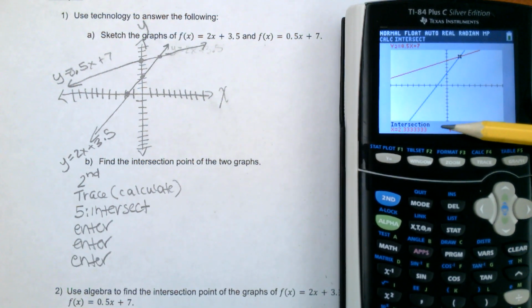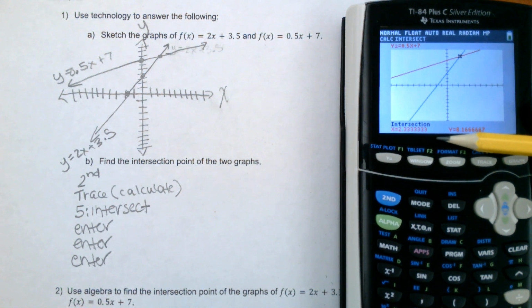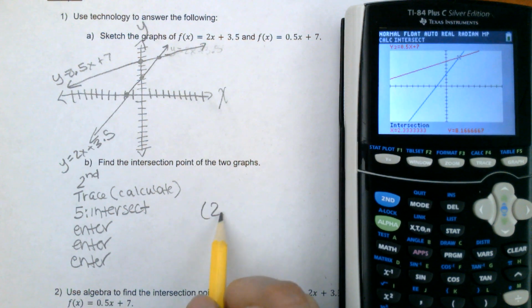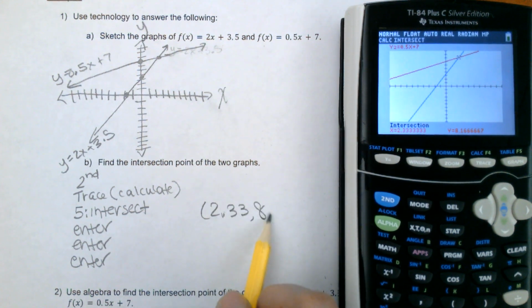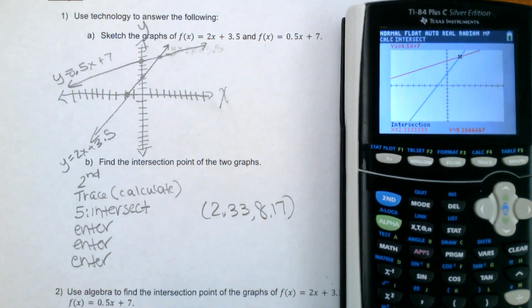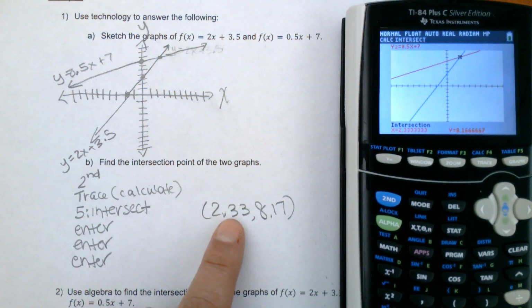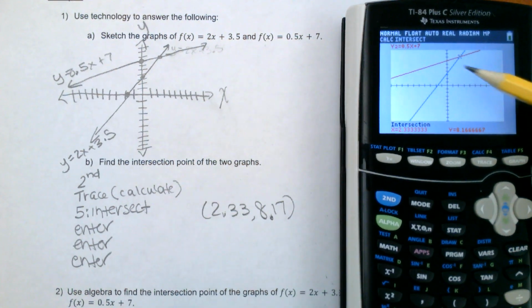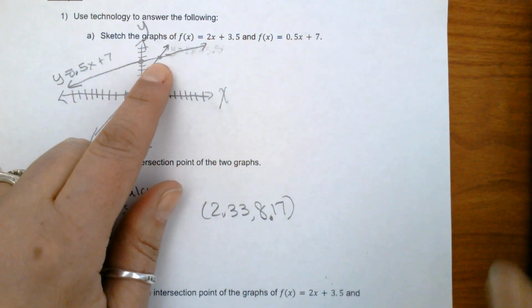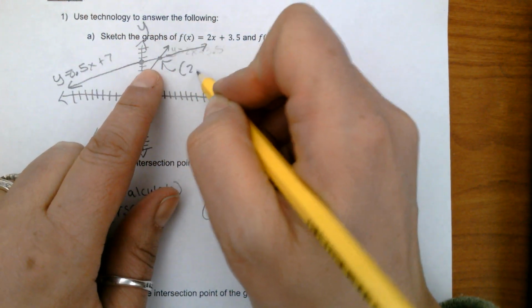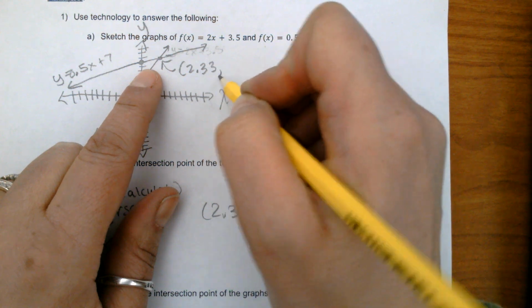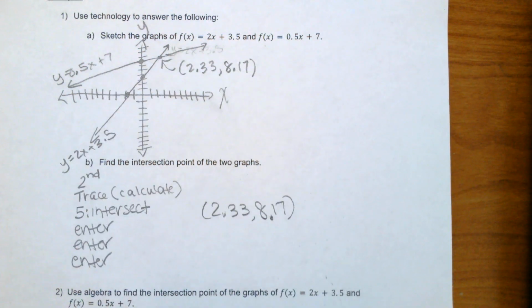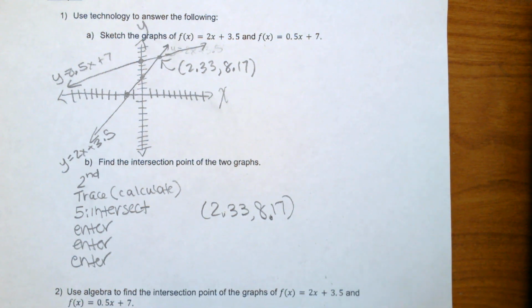And here's your intersection, 2.33, 8.17. I'm going to round that to 3 significant figures, 1, 2, 3, 1, 2, 3. So at the point where they intersect right here, this is the point 2.33, comma 8.17. Pretty neat. That's nice and easy. That's using the graphing calculator.